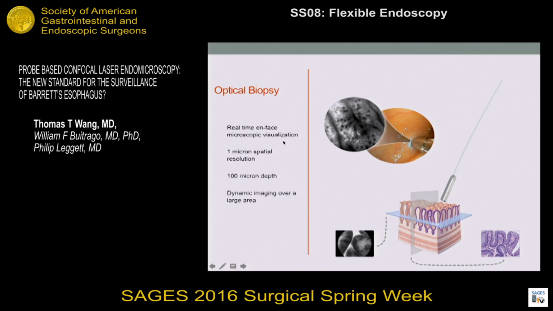These are the images that are obtained by the confocal probe. This has a spatial resolution of 1 micron in the XY dimension, and in the Z dimension, there's a 100 micron depth. So you're getting an en face view, as you can see here, which is a little bit different than the vertical sagittal views that traditional histology obtains.